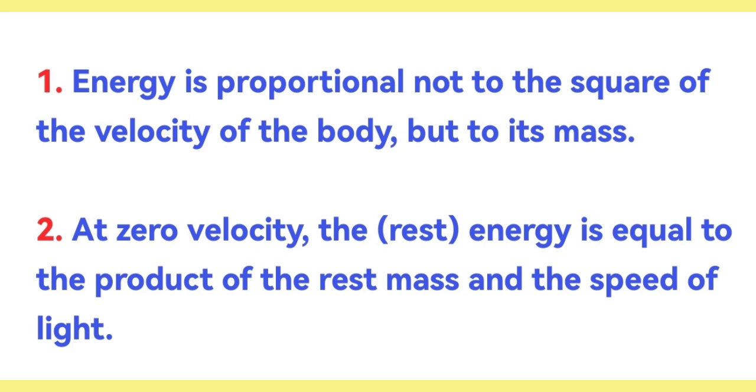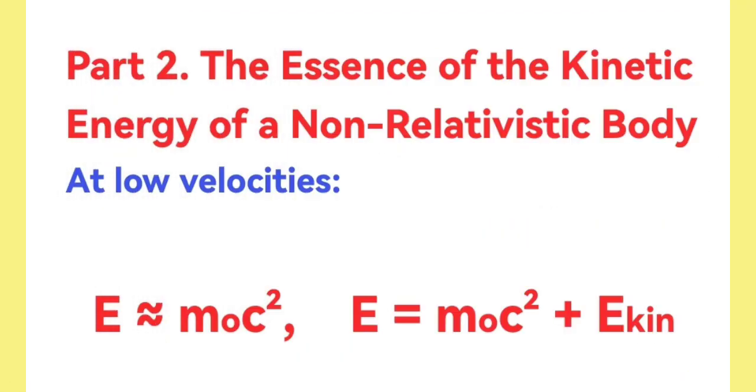Secondly, at zero velocity, the energy is not zero at all, as in classical mechanics. It is equal to the product of the rest mass and the square of the speed of light, and is called the rest energy of the body. This inequality of zero energy at rest is obviously due to the inequality of zero mass at rest.